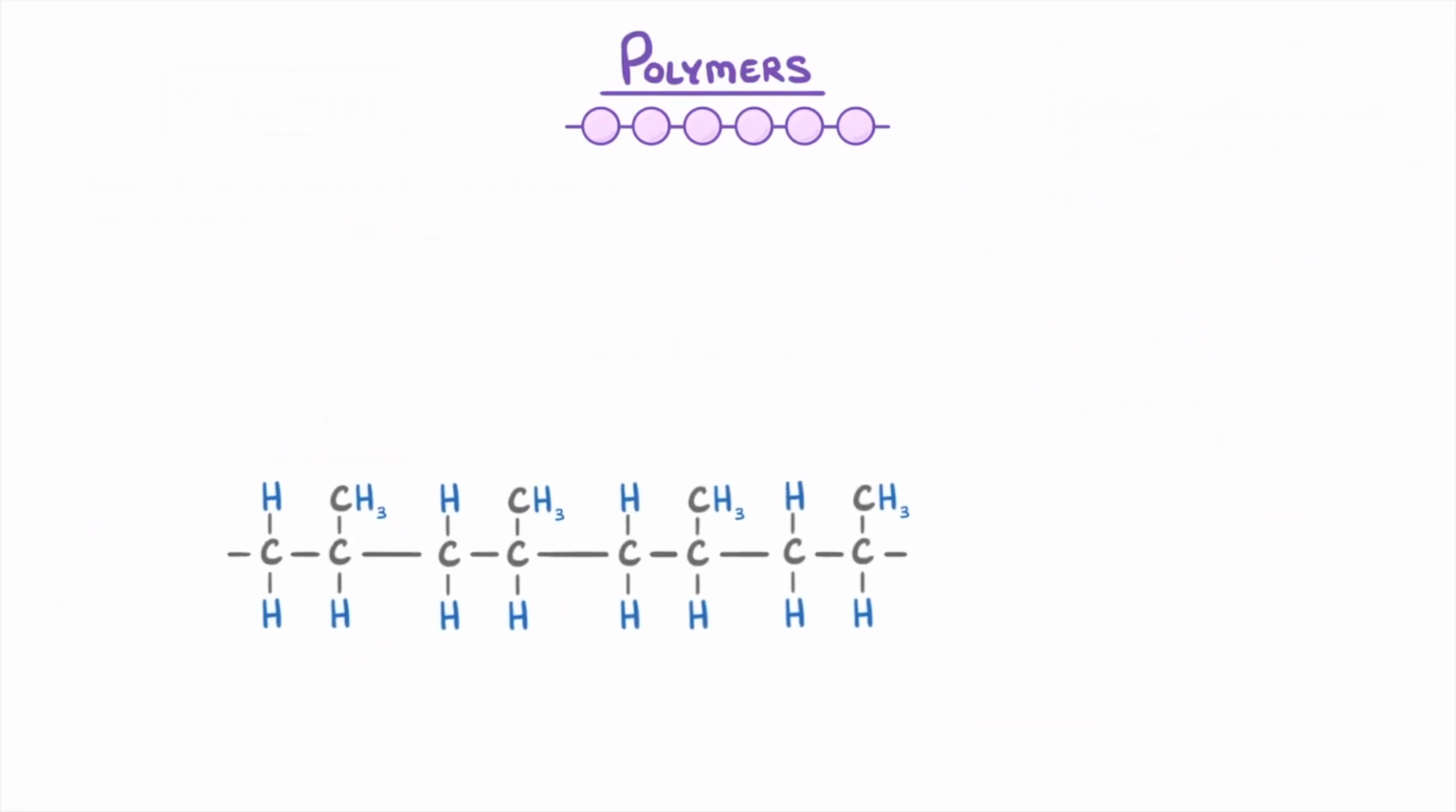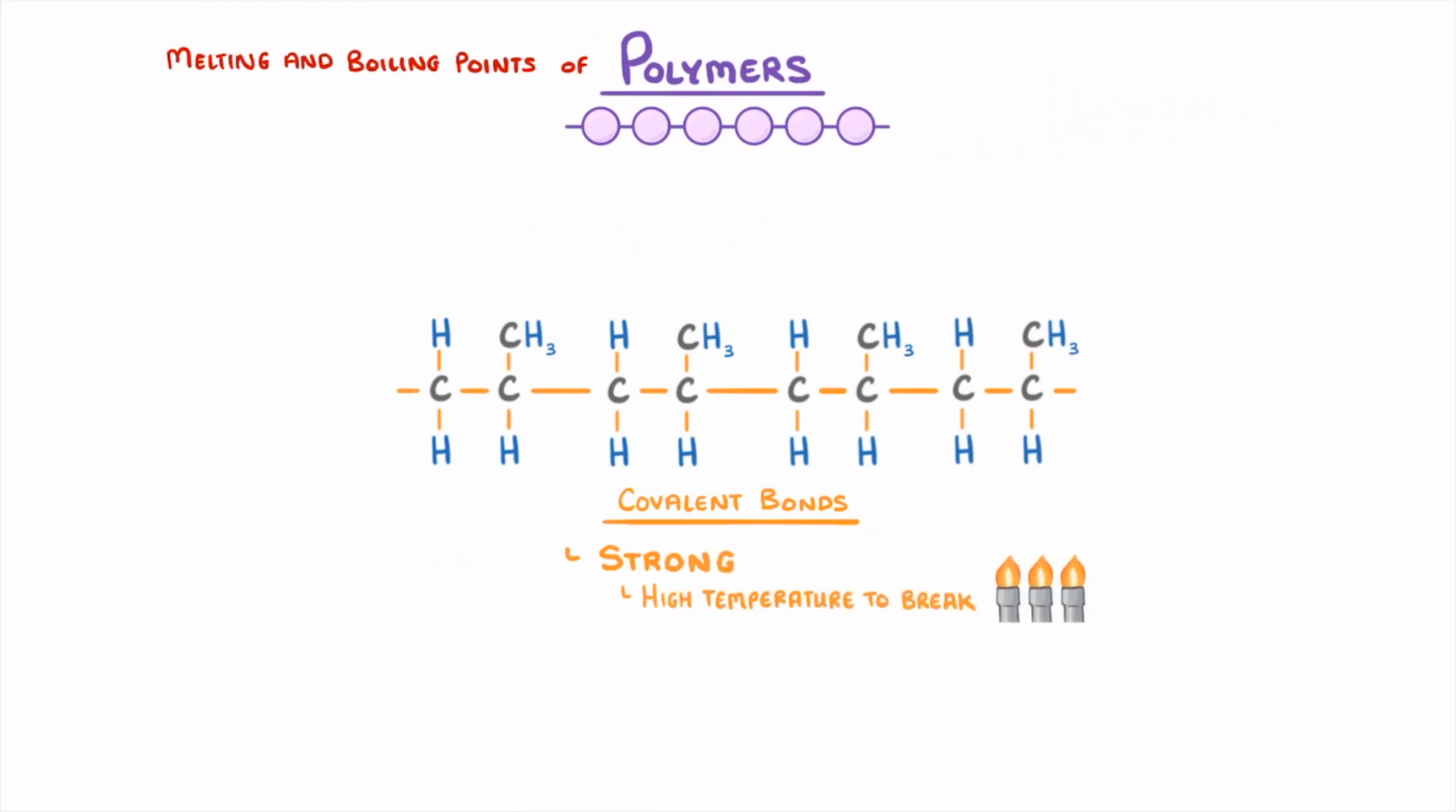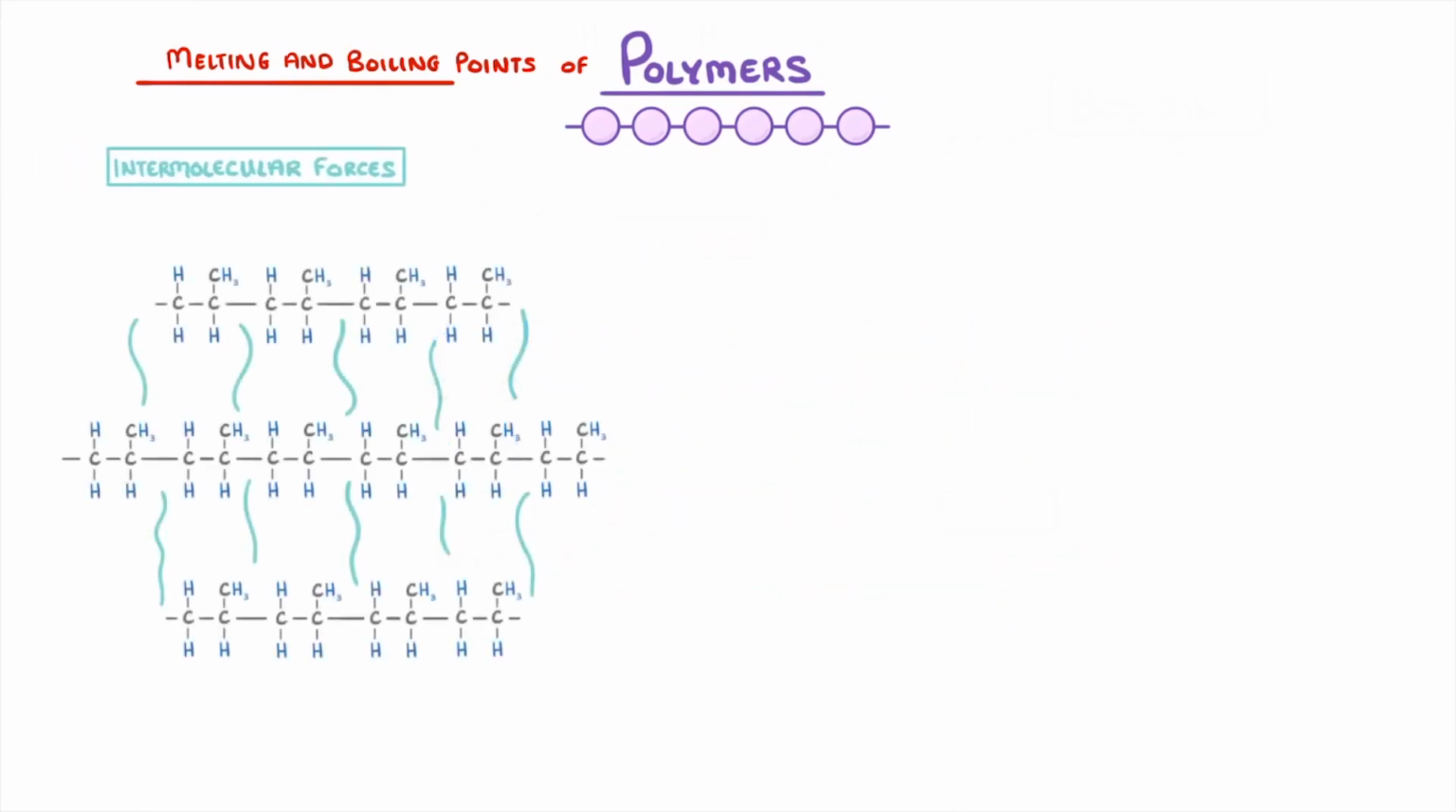Now, the last thing we need to look at is the melting and boiling points of polymers. The bonds within the polymers are all covalent bonds, which are really strong, and so would require really high temperatures to break. However, to melt or boil polymers, it's not actually these covalent bonds that we need to break. Instead, it's the intermolecular forces between the separate polymer molecules. And these intermolecular forces are much weaker than covalent or ionic bonds.